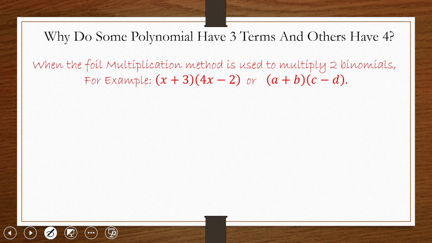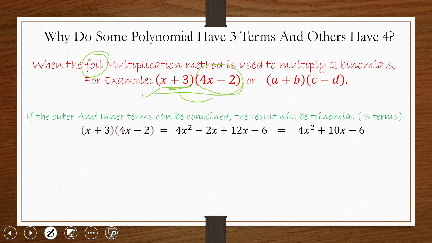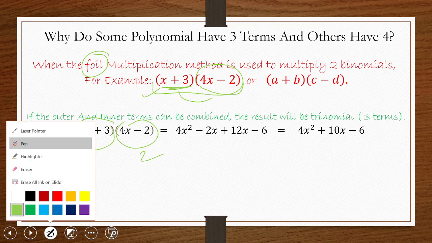Here, children, I have written this word FOIL so you understand it. FOIL means algebraic multiplication. This is a FOIL multiplication method. So when this method is used, we multiply two binomials. These are the two binomials and we have to multiply them, so we'll get a result. I will tell you how to multiply. This is the first bracket, then this is the second bracket. We have to multiply step by step.